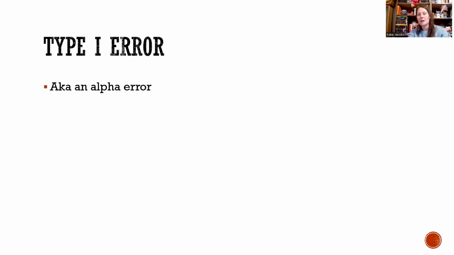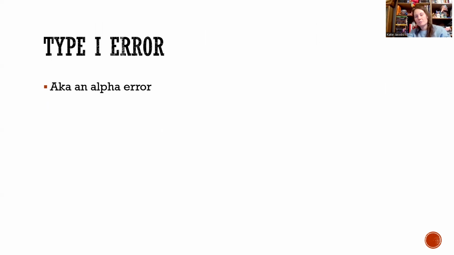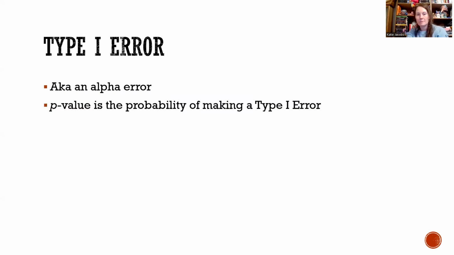Okay, so type 1 error. Another name for this is an alpha error. When we're calculating our test statistic, there is a p-value that's associated with it. But we're actually not going to calculate those p-values because we're going to use critical values instead to compare our test statistic to. But you could use calculus and figure out the probability, or the p-value, of making a type 1 error.